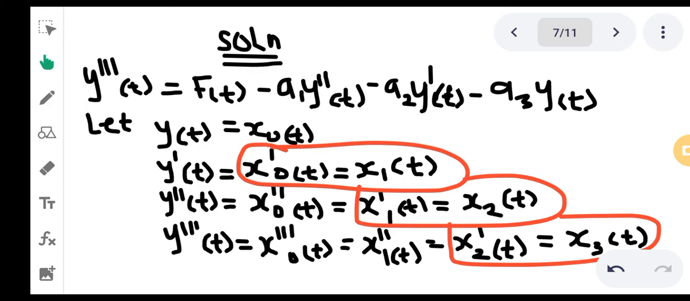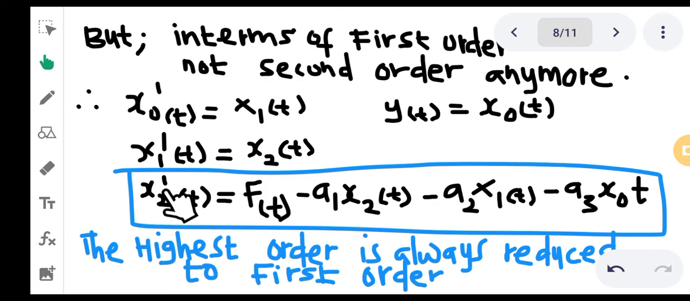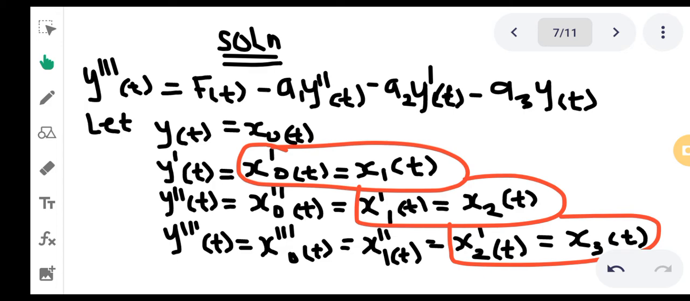But here, my third order, which is my y prime prime prime, will now be written as x2 prime of t, because we want everything in terms of x. And because we want the highest order to be 1, we will ignore x naught prime prime of t, and also ignore x naught prime prime prime of t. So we will just come and take the first order. So this is the first order.